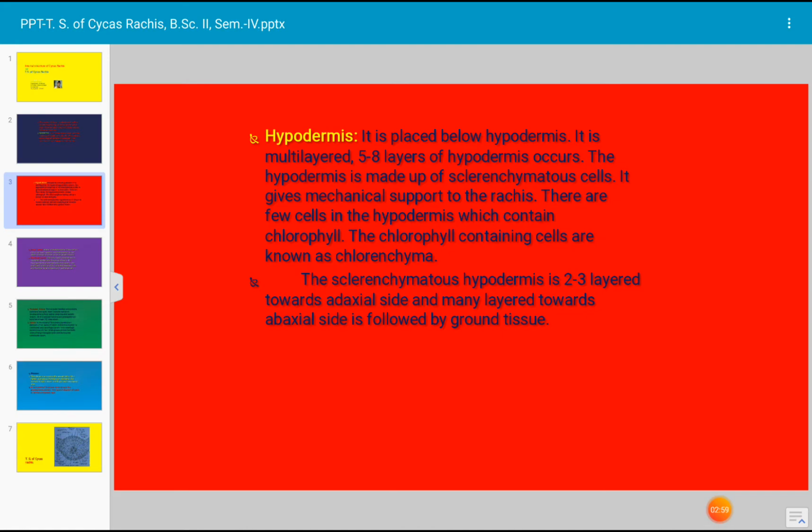There are few cells in the hypodermis which contain chlorophyll. The chlorophyll containing cells of the hypodermis are called chlorenchyma. Chlorenchyma cells consist of chlorophyll. The sclerenchymatous hypodermis is 2 to 3 layered towards the adaxial side, that is the outer side, and many layered toward the abaxial side, and is followed by ground tissue.